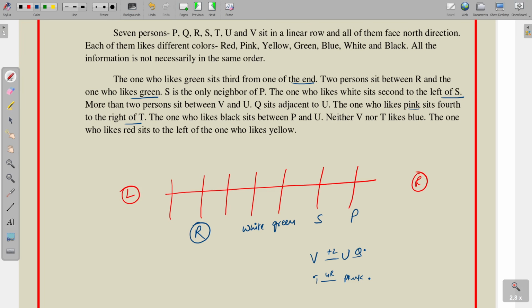And next, the one who likes black sits between P and U. So between P and U, the one who likes black is sitting. Neither V nor T likes blue. The one who likes red sits to the left of the one who likes yellow.